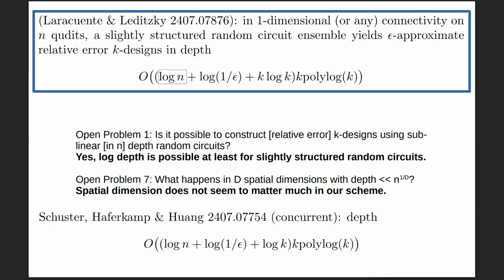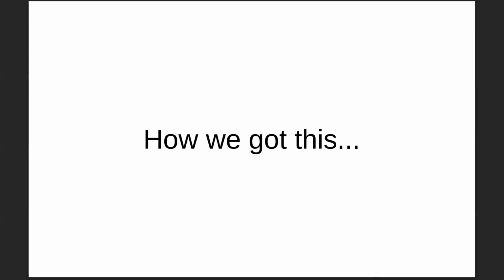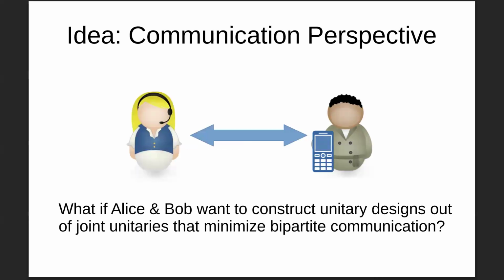How does this actually work, though? How do we get this? The intuition started by thinking about this as a communication problem. What if we have two parties, Alice and Bob, and they want to construct unitary designs on a joint system? So we have a system A tensor product B. They want designs that are global, but they want the unitaries in these designs to minimize the amount of communication.